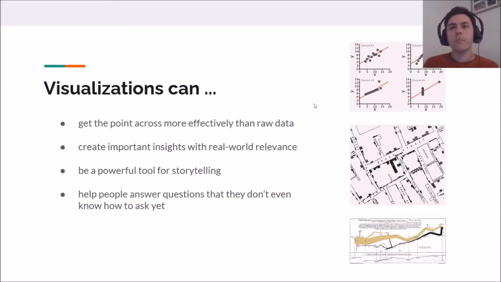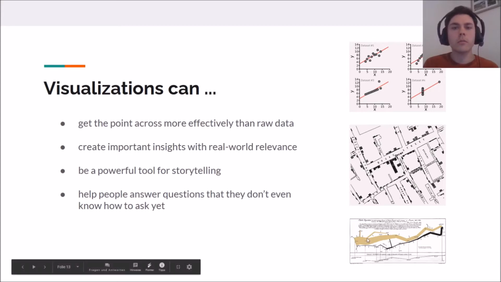So with these examples, I've tried to show you a little bit how visualizations can get the point across more effectively than raw data, as we saw with Anscombe's Quartet. How the insights gained with visualizations can have real-world relevance, as was the case in John Snow's cholera example. And finally, that visualization can be a very powerful tool for storytelling, as we saw in Minard's infographic.